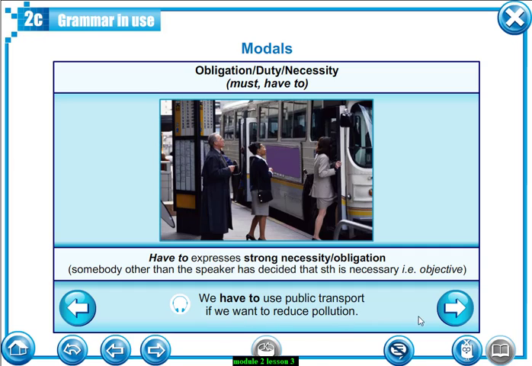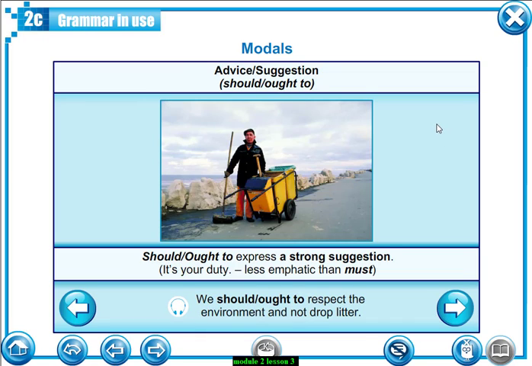Okay? Next one. How can I use modals to express advice or suggestion? Here we use should or ought to. Should or ought to are used to express strong suggestions. As we said, it's your duty, but less than must. For example, we should or ought to respect the environment and not drop litter.